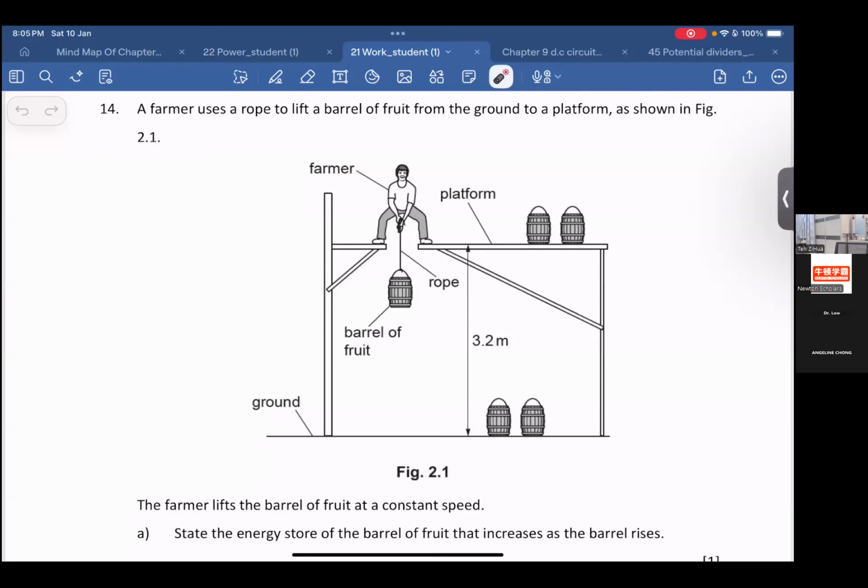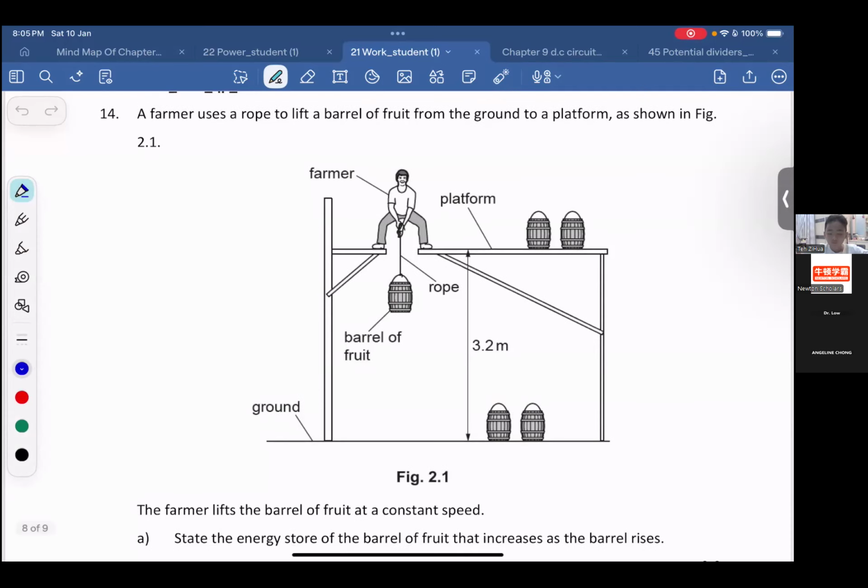Okay, boys and girls, we are going to continue our lesson now. This is lesson number 21. It's about work, okay? Previously we learned about work. Work is what? Work is energy transfer.